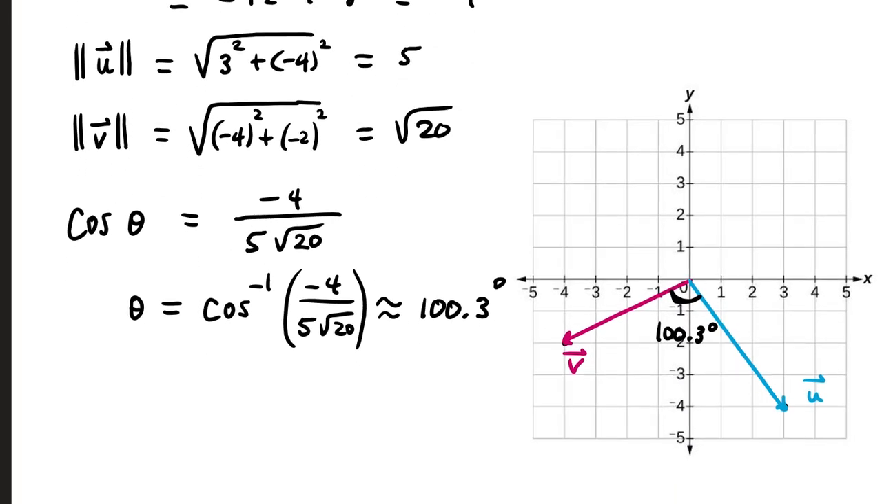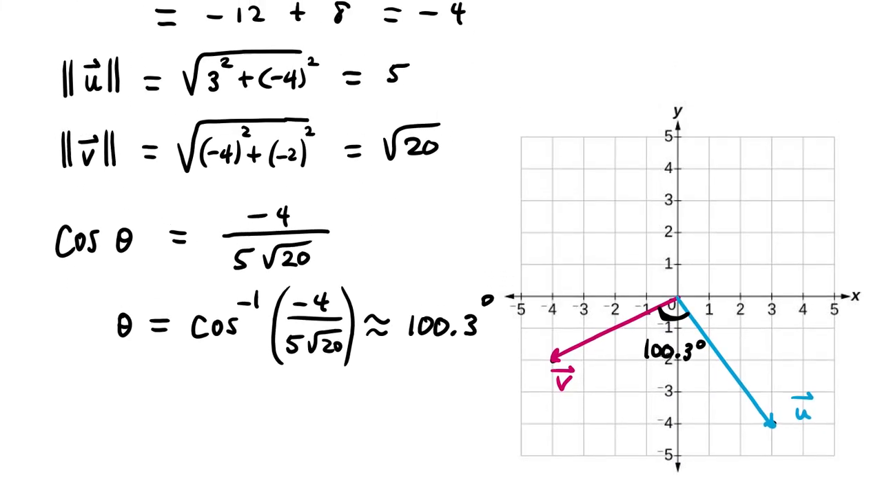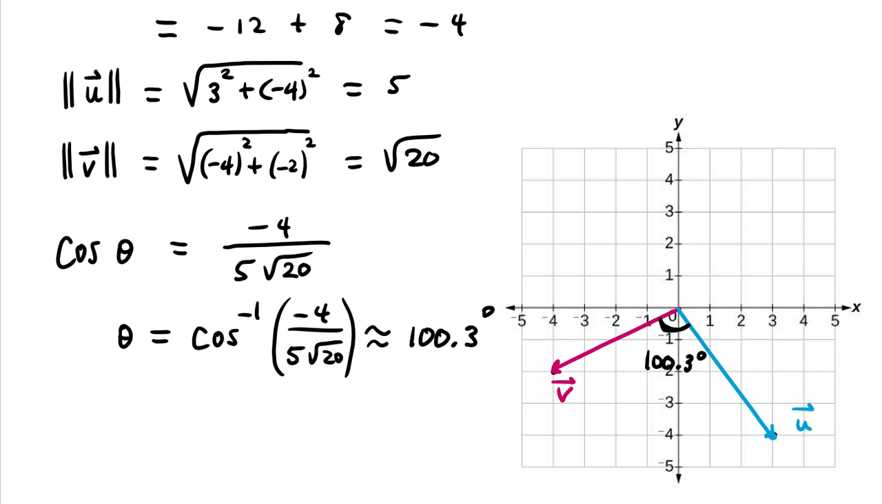To find the angle between the two vectors, we use the fact that cosine theta is equal to the dot product over the product of the magnitudes. So that's negative 4 over 5 times square root 20. Anytime you need an angle, use the trig inverse. So cosine inverse of this big fraction, carefully type it in, is 100.3 degrees.